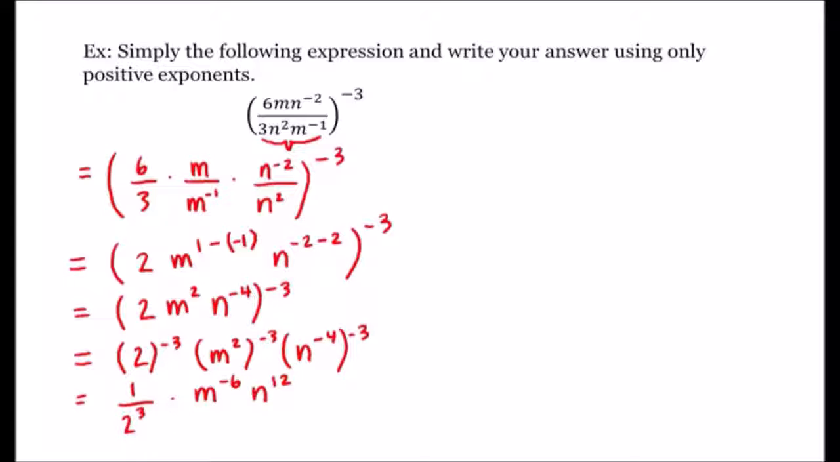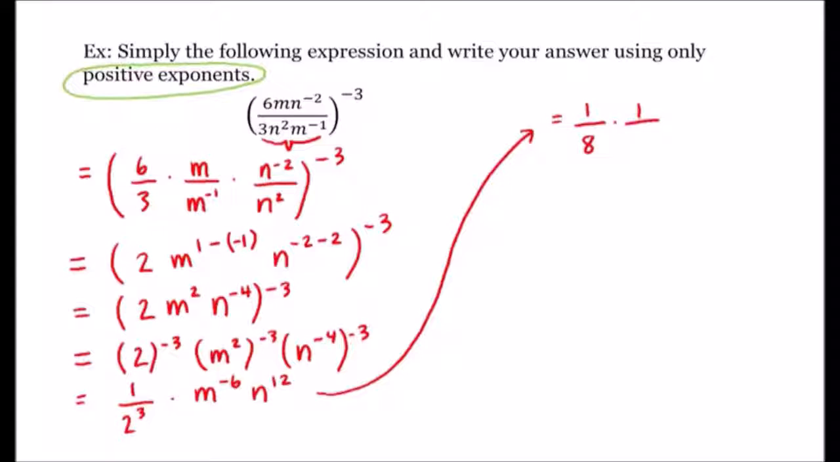And remember, we want to write our answer using only positive exponents. So let's use that negative exponent rule again on this m term. So this is equal to, we have 1 over 2 cubed is 8, and then we have 1 divided by m to the positive sixth power, n to the 12th. And writing it as one fraction will give us our answer of n to the 12th divided by 8 times m to the 6th.